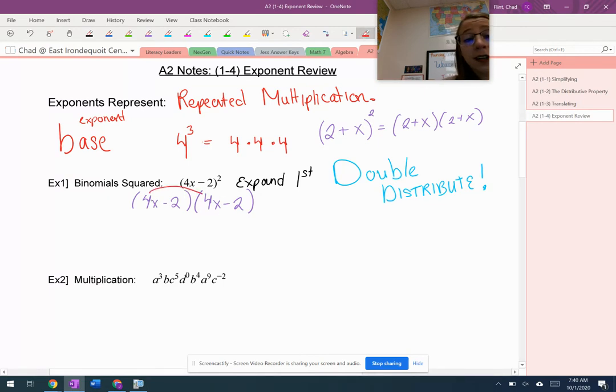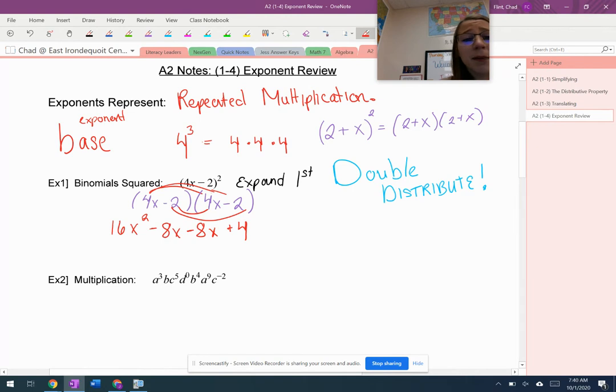4x times 4x, well, 4 times 4 gives me the 16. X times x gives me x squared. 4x times negative 2 is negative 8x. Negative 2 times 4x is another negative 8x. And negative 2 times that negative 2 is a positive 4.